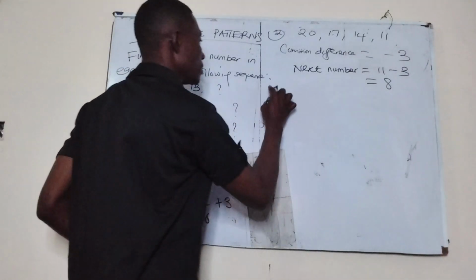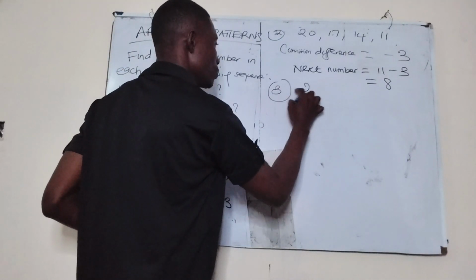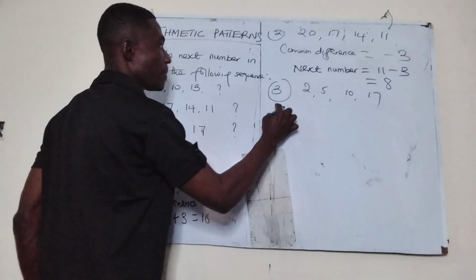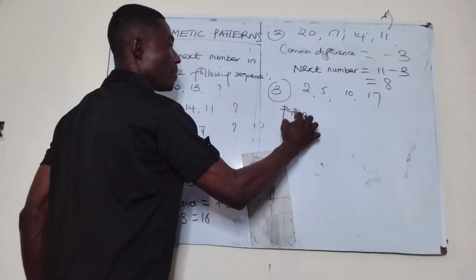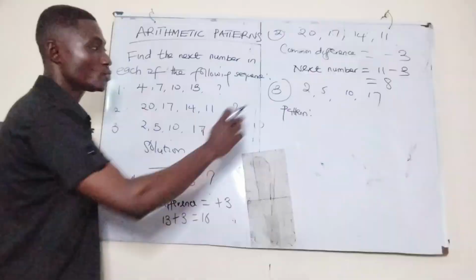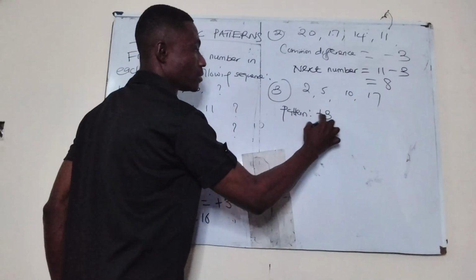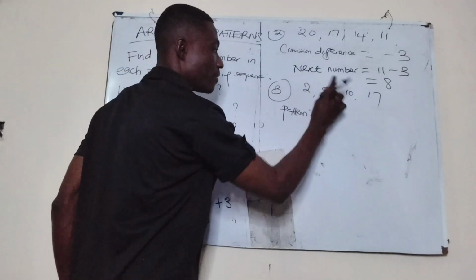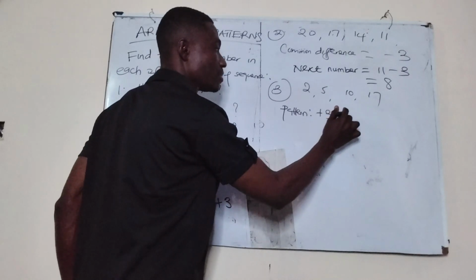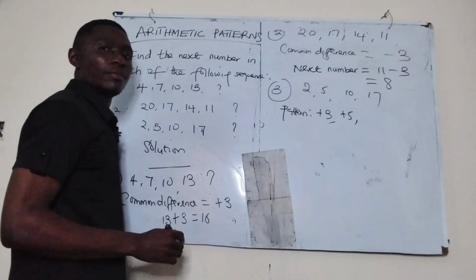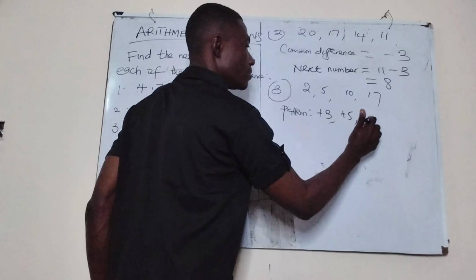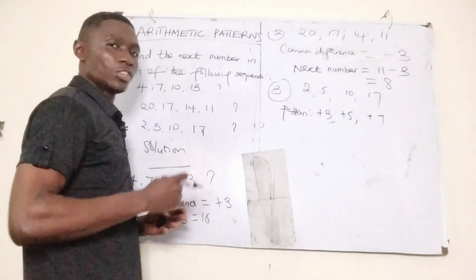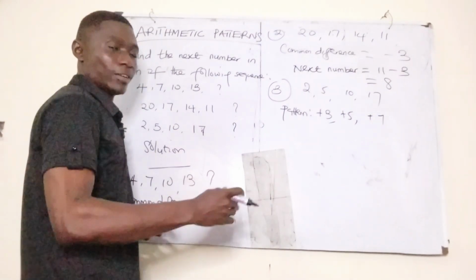Let's look at this. The third example says 2, 5, 10, and 17. What is the pattern here? This is more of a pattern. There is no common difference. Between 2 and 5, we have a plus 3, since 5 minus 2 is 3. Between 5 and 10, we have 10 minus 5, a difference of 5. Between 10 and 17, we have plus 7, meaning the difference increases by 2 at each level.